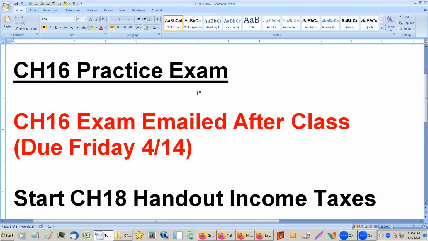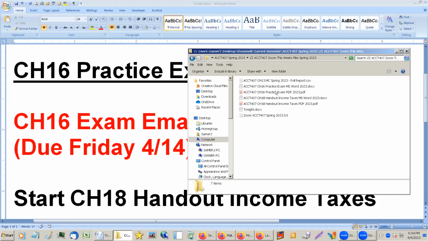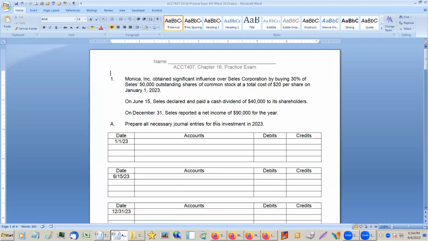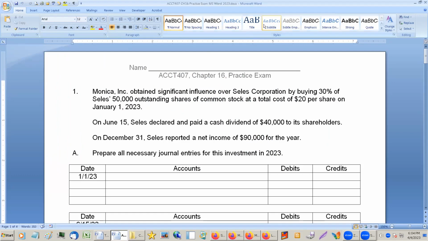exam. But the practice exam kind of has all this stuff together with it. So with it for the chapter 16 investments. And just to give you guys a heads up, when you go into the advanced accounting class, it's 414, I think it is.